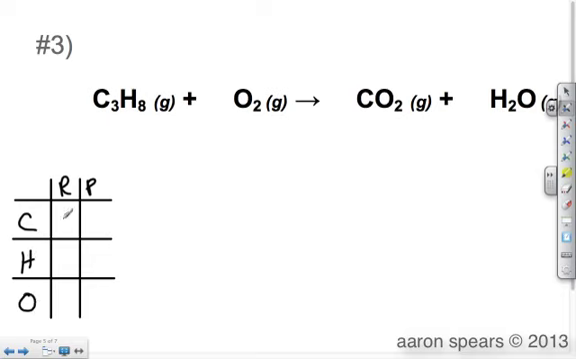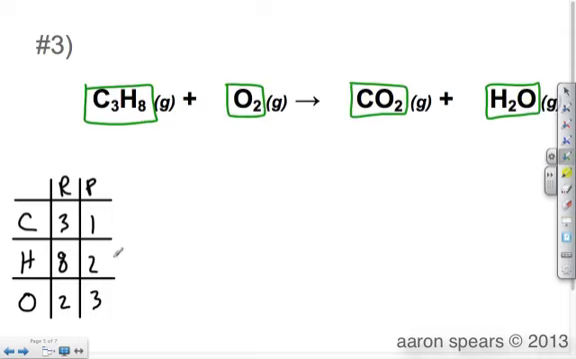On the reactant side I have 3 carbons, 8 hydrogens, and 2 oxygens. On the product side I have 1 carbon, 2 hydrogens, and 3 oxygens. Next, I'm going to put a box around each reactant and product. And then starting with carbon, I notice that there are 2 more carbon atoms on the reactant side than on the product side. So going over to the right side of the arrow, I notice that the only box that contains carbon is a carbon dioxide box.